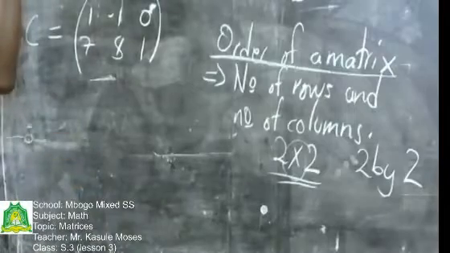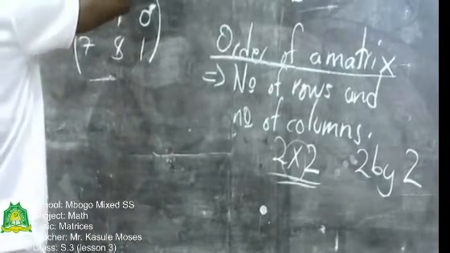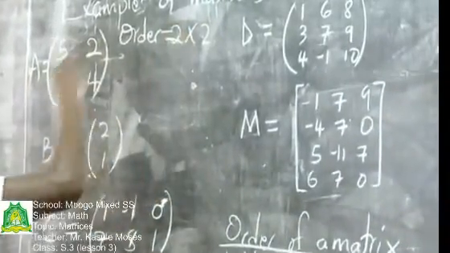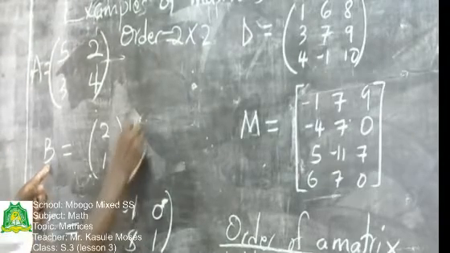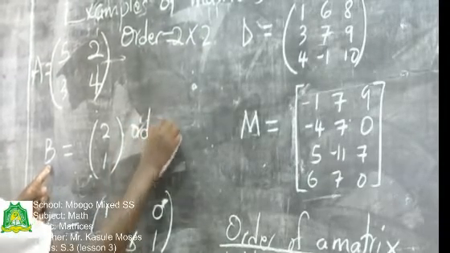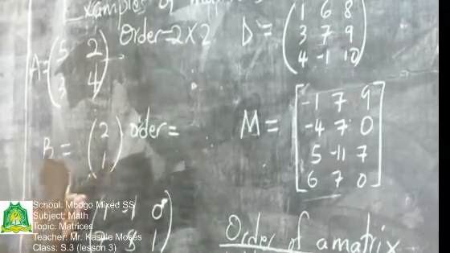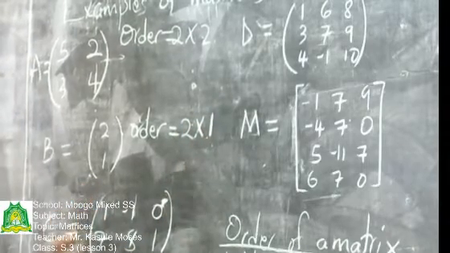So my matrix A has order 2 by 2. It has 2 rows and 2 columns. Matrix B has order, here you can first think, it has order how many rows? There are 2, followed by 1 column.